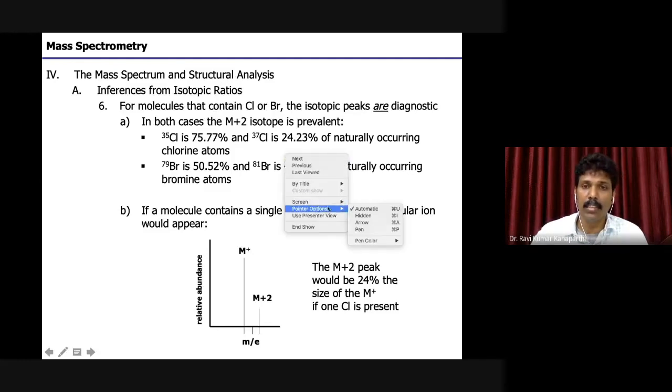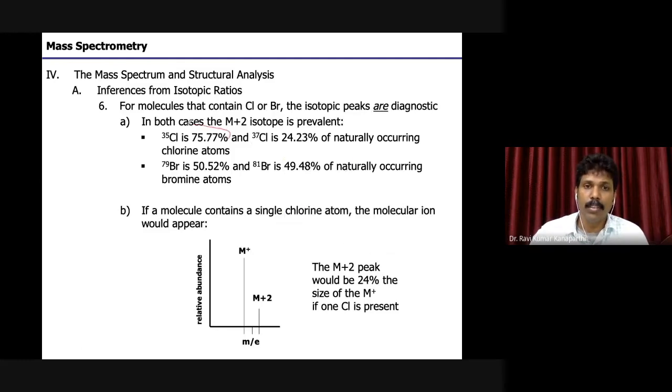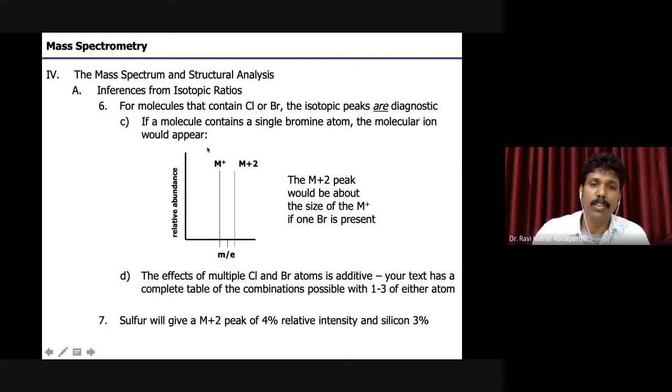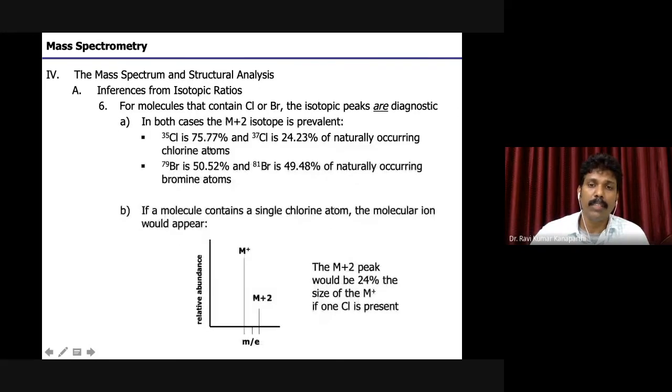You can see here the relative abundance of chlorine-35 is 75%. Out of 100 chlorine atoms, 75 will have the atomic mass number 35, whereas approximately 25 will have 37. That means 1:3, right? So the ratio is 1:3. Therefore, the M+2 peak will be seen in a 1:3 ratio. So whenever you see this signature, you can immediately write, okay, chlorine is present.